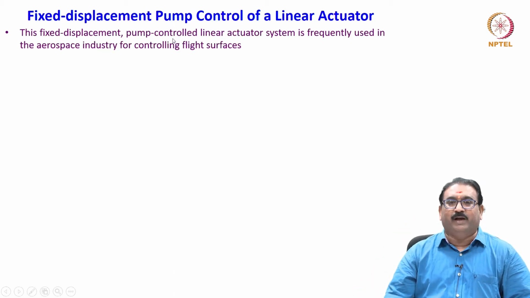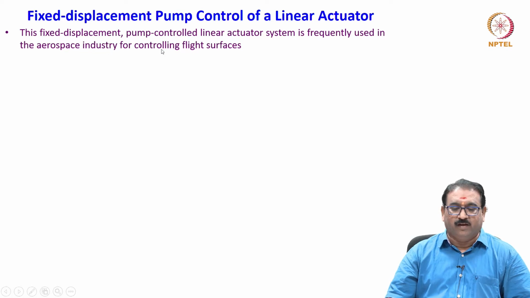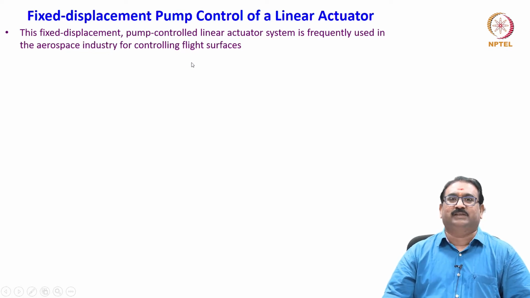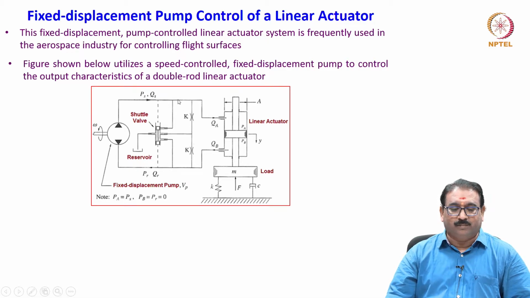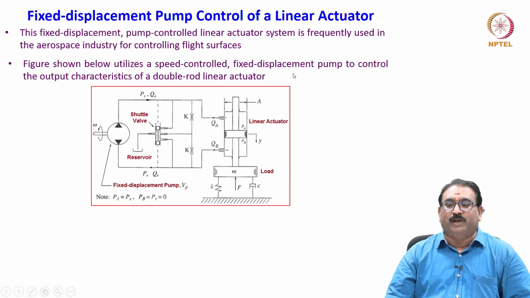The fixed displacement pump controlled linear actuator system is frequently used in the aerospace industry for controlling flight surfaces. This is the figure I am showing you here. The figure shown below utilizes a speed controlled fixed displacement pump to control the output characteristics of the double rod linear actuator. You will see here, this is a double rod linear actuator.